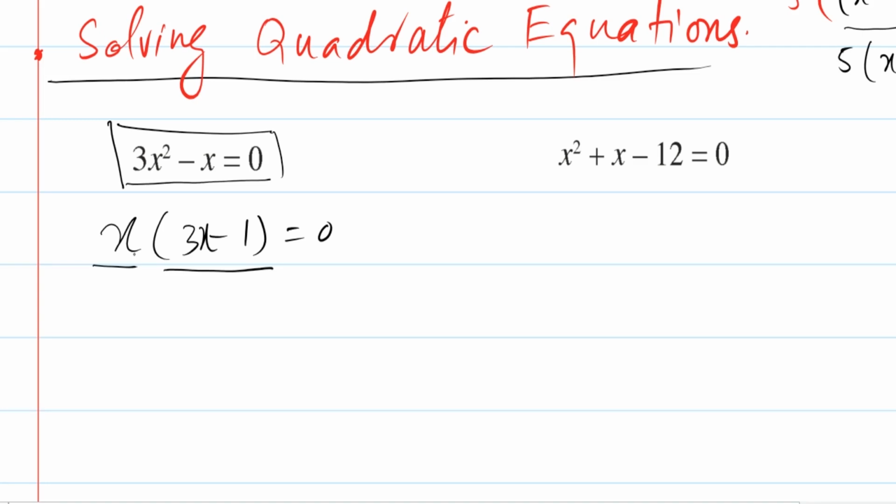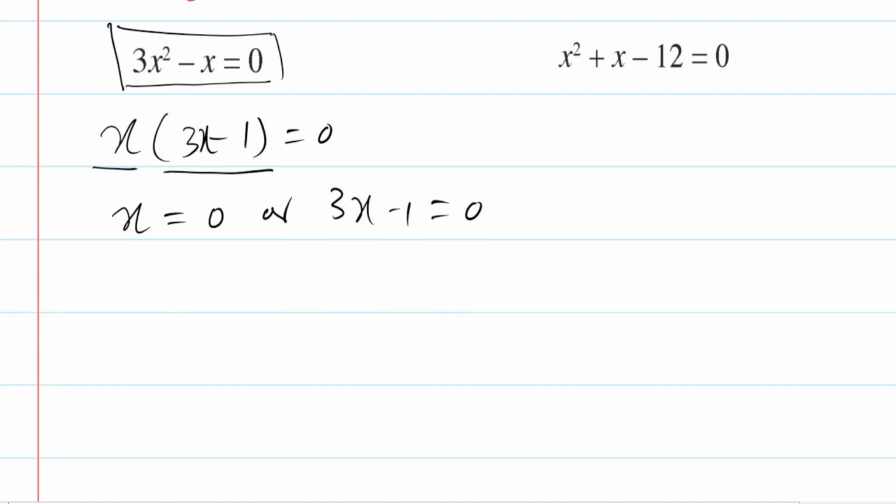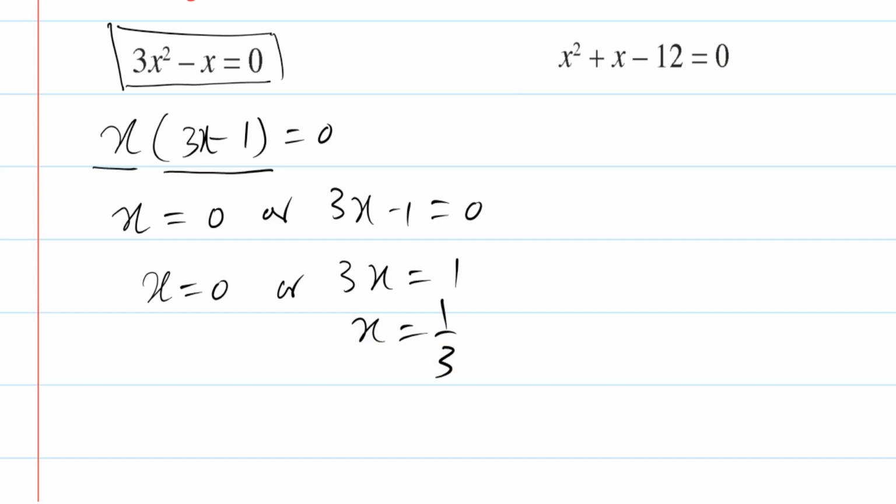If two expressions multiply and the answer is 0, what does it mean? It means at least one of them is 0: x is equal to 0, or 3x minus 1 is equal to 0. They both can be 0, but at least one of them will be 0, otherwise the product cannot result in 0. So one answer is x equal to 0, another is 3x equal to 1, so x is equal to 1 over 3. This was the first method of factorization, taking common.